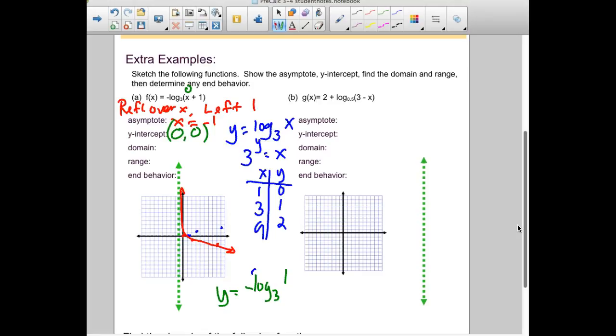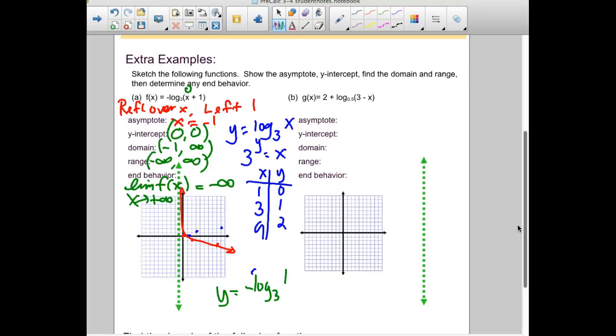Domain? Okay. Do we include the negative 1? No. All right. Range? All reals. Negative infinity to infinity. And how about end behavior? Remember, you only have to list one. Which way are we going? Towards positive infinity? Okay. So the limit of f of x as x goes towards positive infinity is negative infinity. Yep, we're heading down there.